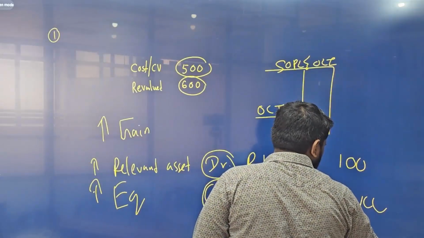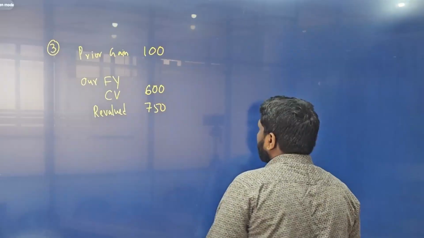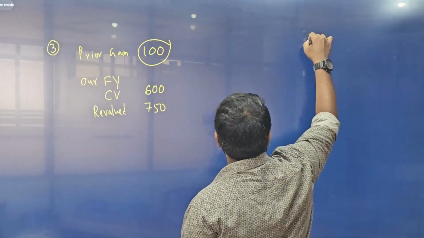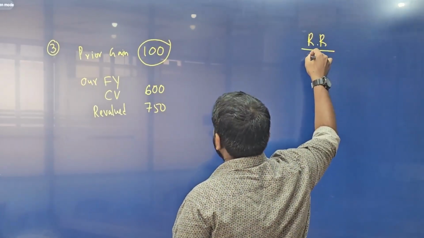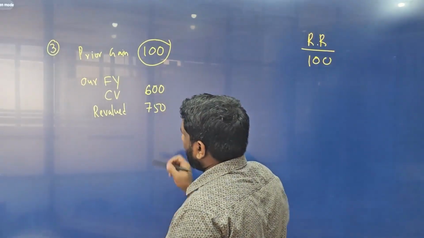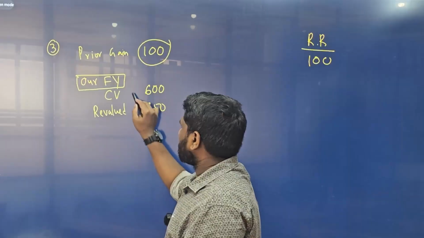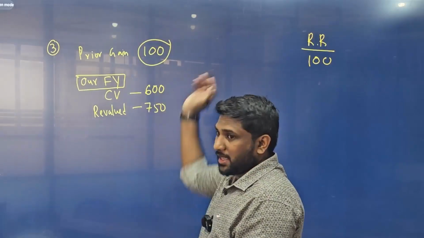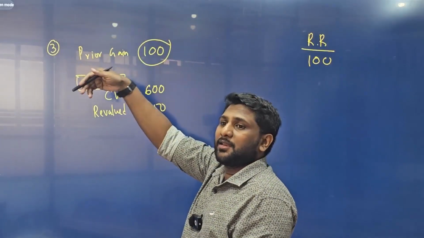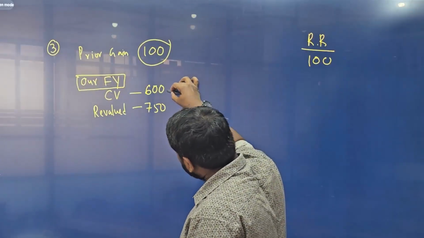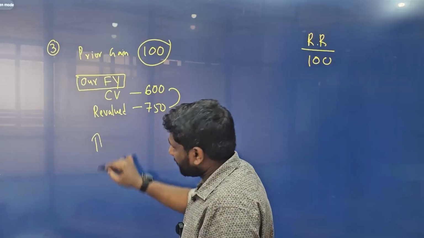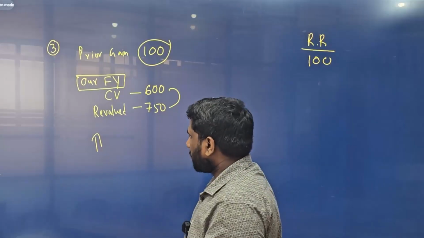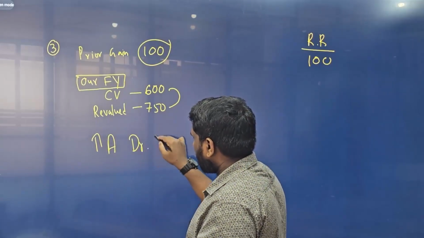So let's come to this now. Question number 3, what they are telling is prior revaluation gain is there. That means already inside the revaluation reserve, 100 is there. Now your financial year carrying value 600. Prior years they have done the revaluation, it has already made a gain. Now you are also doing the revaluation, 600 has gone up to 750. Same as the first one. No difference. It has gone up. Increase the relevant asset.